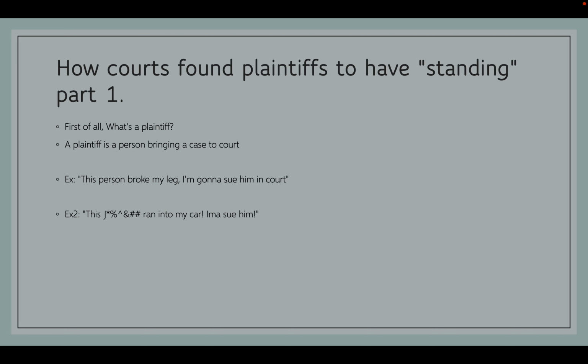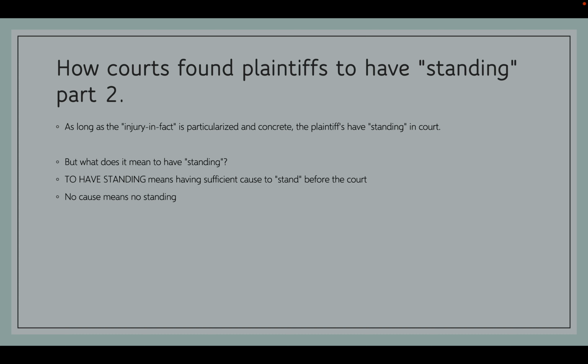The second one: this person ran into my car, I'm going to sue him. Thus, he's a plaintiff because he's bringing his case to court because of an injury, an unfortunate injury. So, as long as the injury is particularized, meaning that it can be explained in detail to the court, and concrete, the plaintiffs have standing. But what does it mean to have standing?